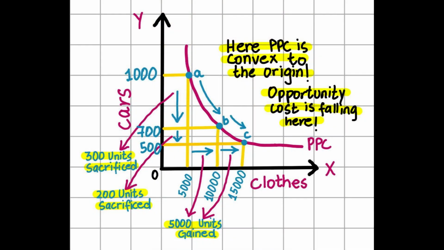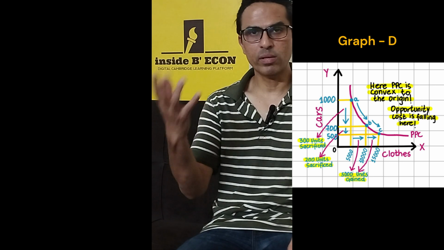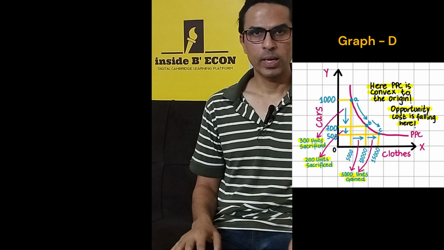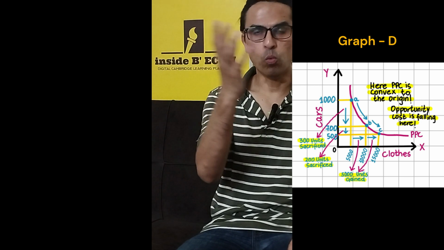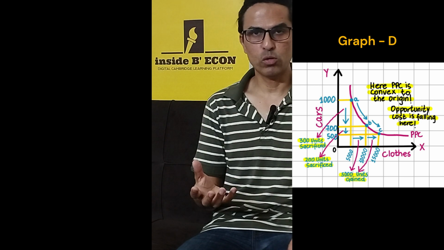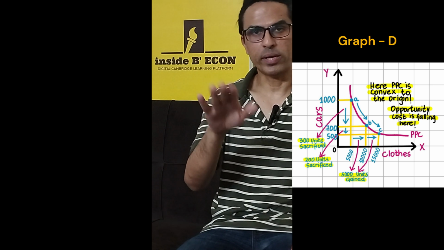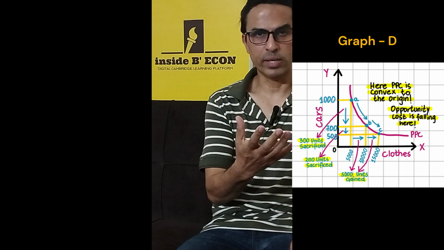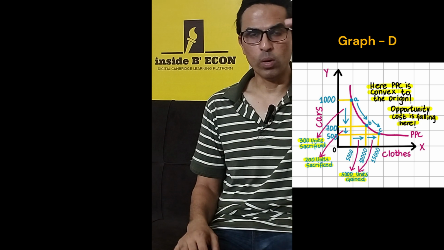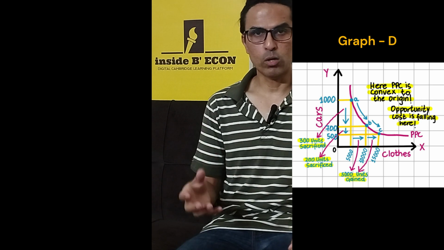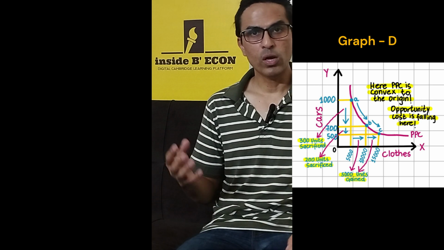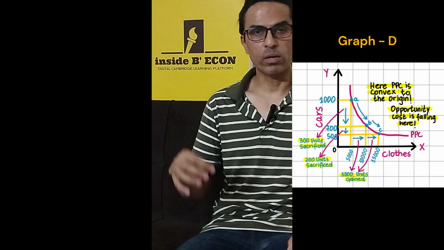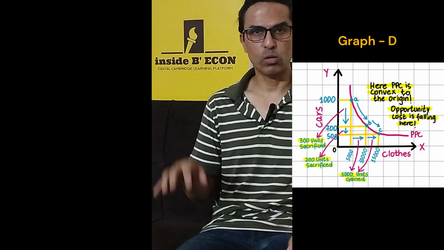Now have a look at another shape of PPC, that is convex to the origin. Now we have taken again cars on the y-axis and clothes on the x-axis and 3 points A, B, C on the PPC. At point A, the country is producing 1000 units of cars and 5000 units of clothes. When the country decides to move from point A to B, how many units of cars will be sacrificed? That is 300 units, because now the production drops from 1000 to 700 units in order to get an additional 5000 units of clothes. Why? Because at point B, the country is able to produce 10,000 units of clothes.